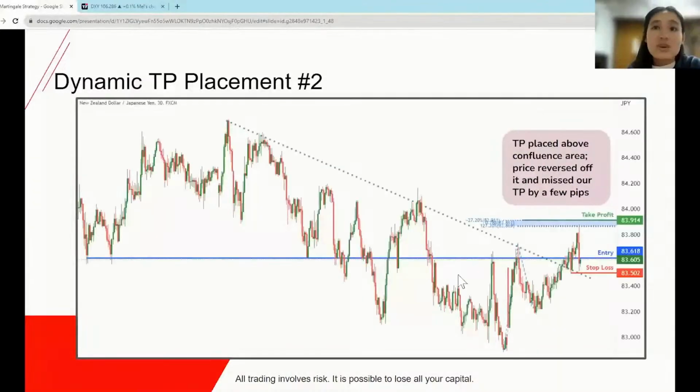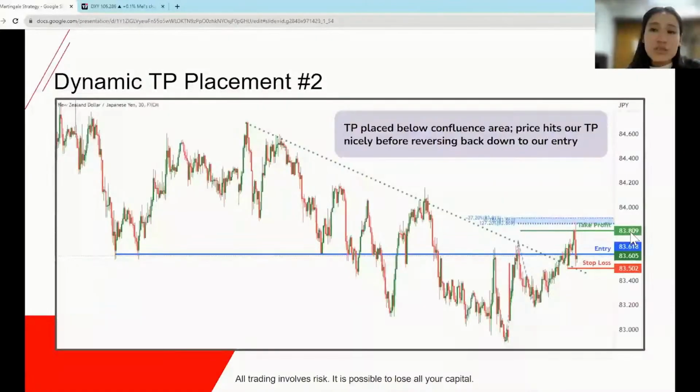So here's what happened. Since we placed our take profit beyond the confluence area, above it or beyond it, instead of before it, as we mentioned earlier, price reversed off of our confluence area, and we missed our take profit by very few pips. So instead, what we should have done is to put our take profit just below it, and price hits our take profit nicely before reversing back down to our entry.